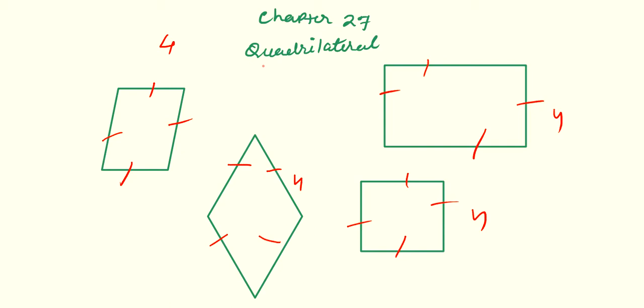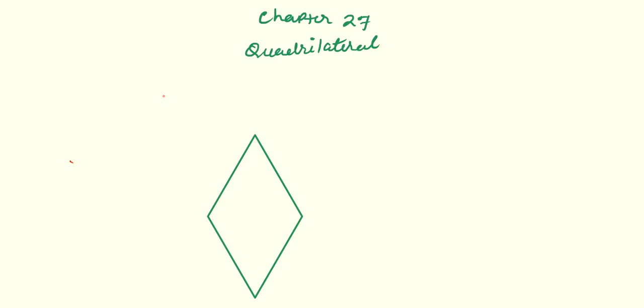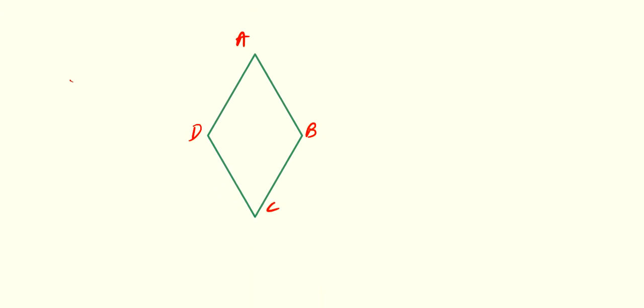So your quadrilateral means what? A closed diagram with 4 sides. Okay, so you can name this quadrilateral just like A B C D, P Q R S, whatever you want. Clear? This is A B C D. And one more shape we are having, parallelogram P Q R S. So 4 sides.